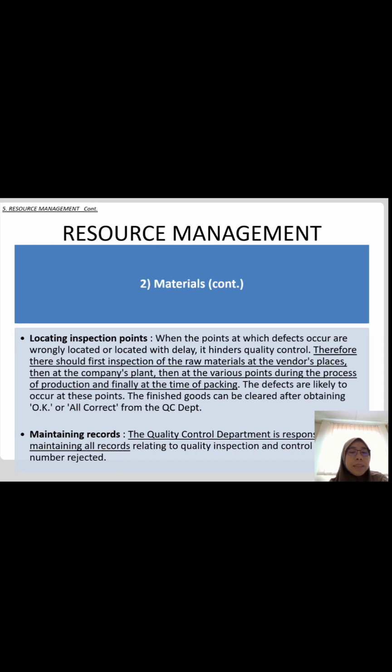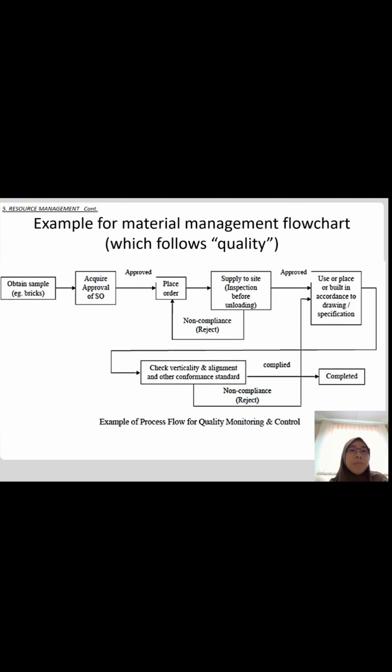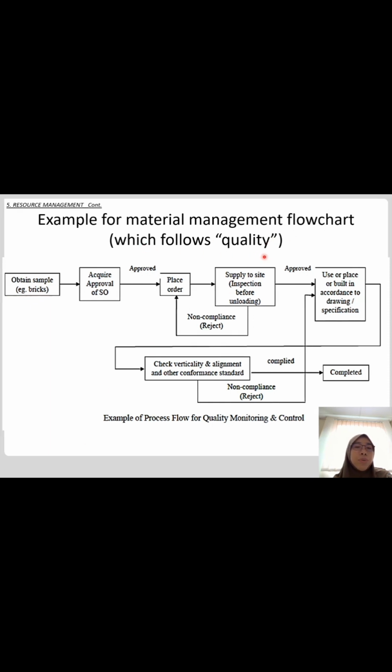And lastly, maintaining records. The quality control department is responsible for maintaining all records relating to quality inspection and control and the number of rejected. This is an example of a material management flowchart which follows quality.